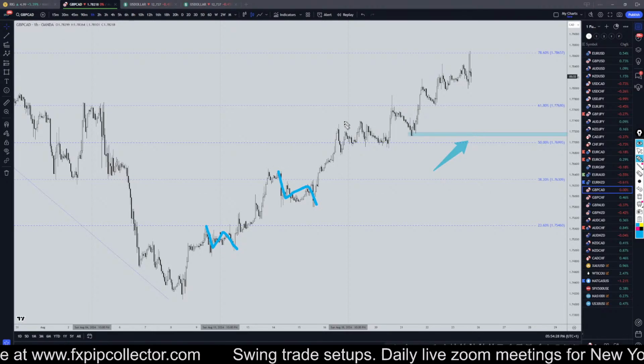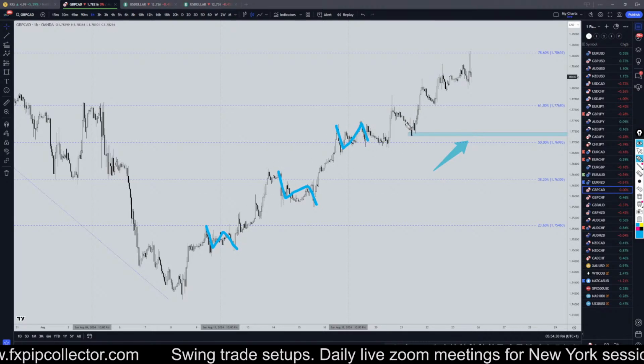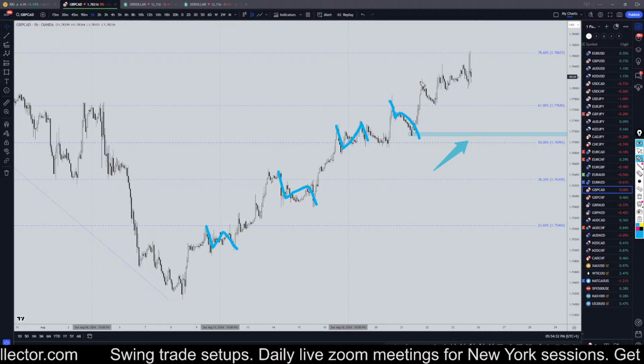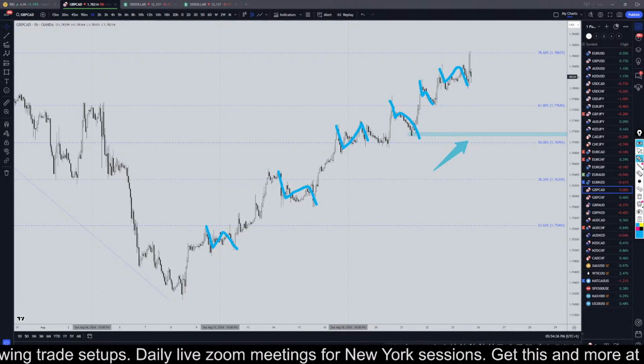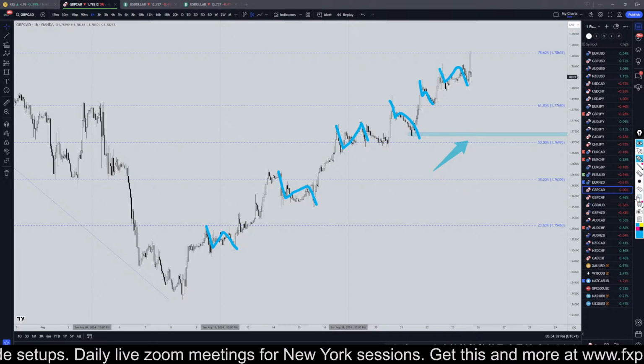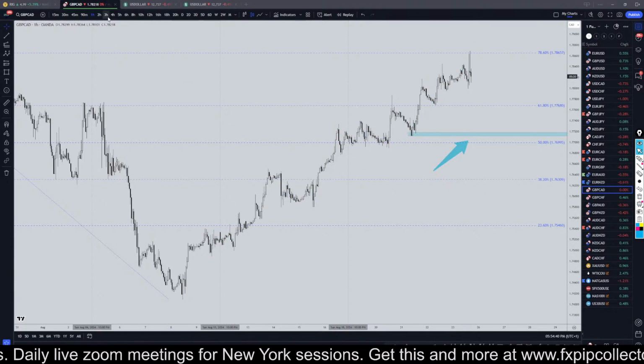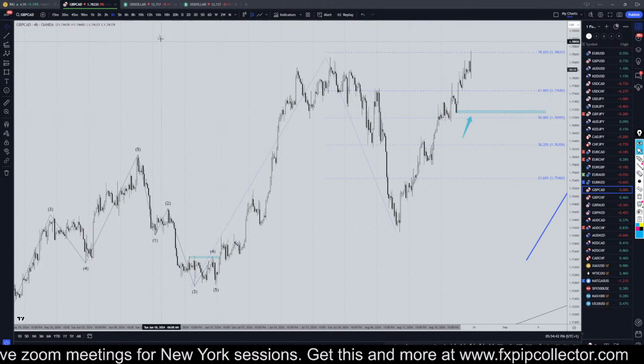One, two, three ways down, go long. Again and again, the same pattern. I would definitely be looking for longs unless it breaks structure to the downside. If it breaks structure to the downside, then I would stop looking for longs.